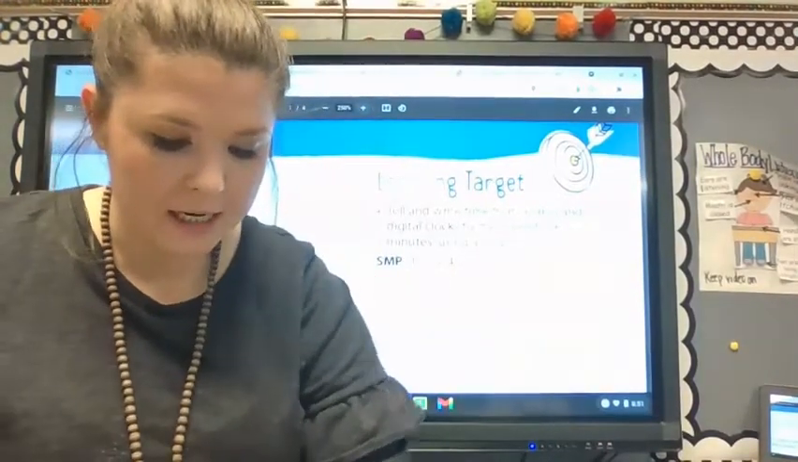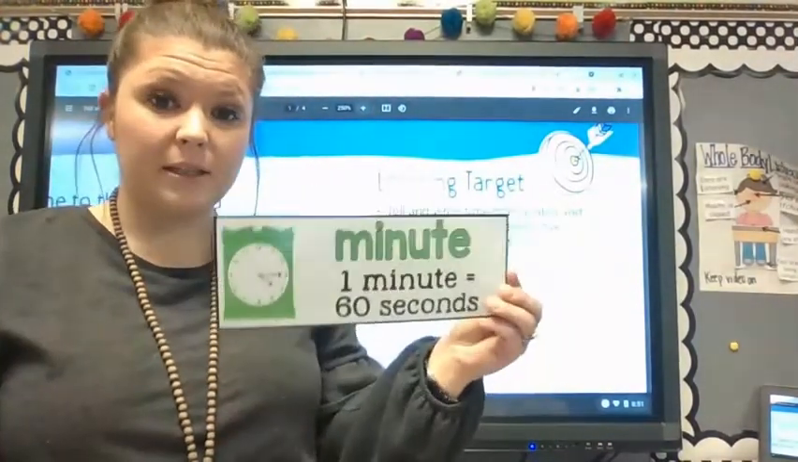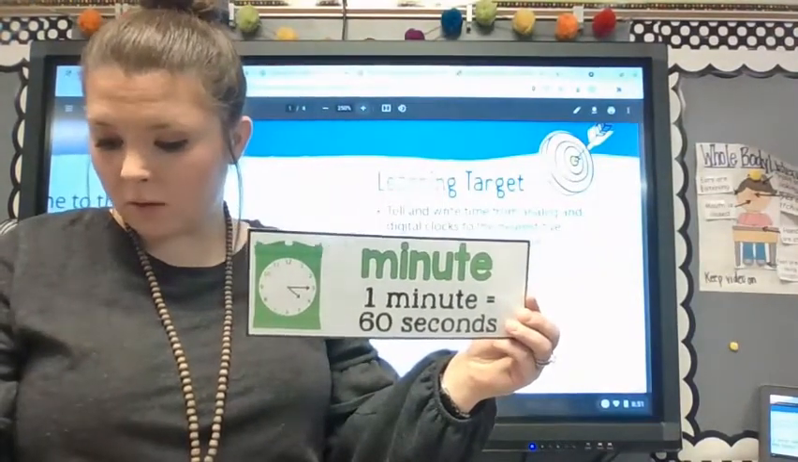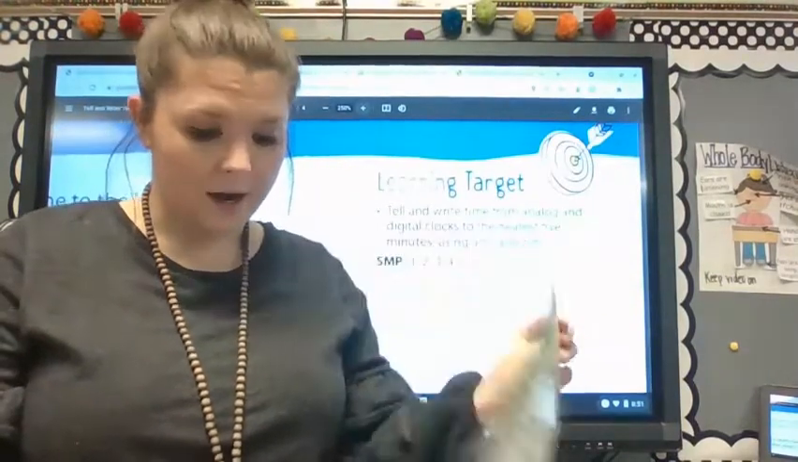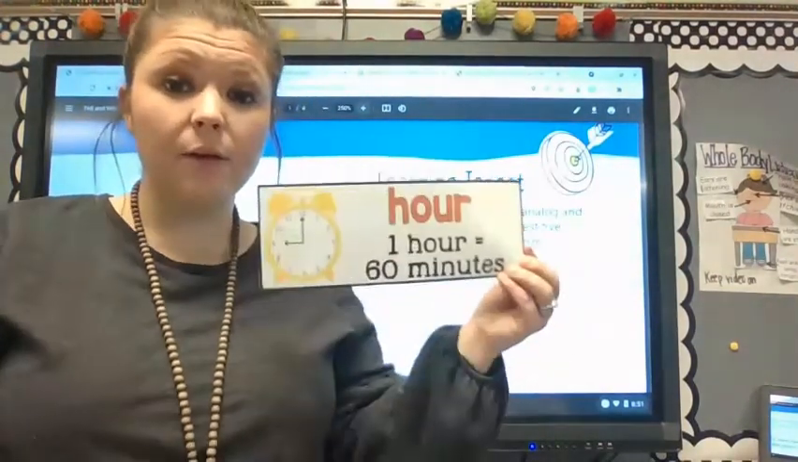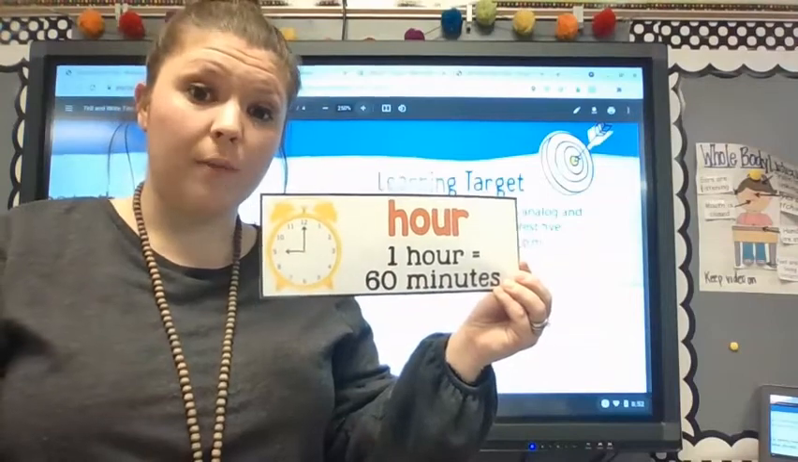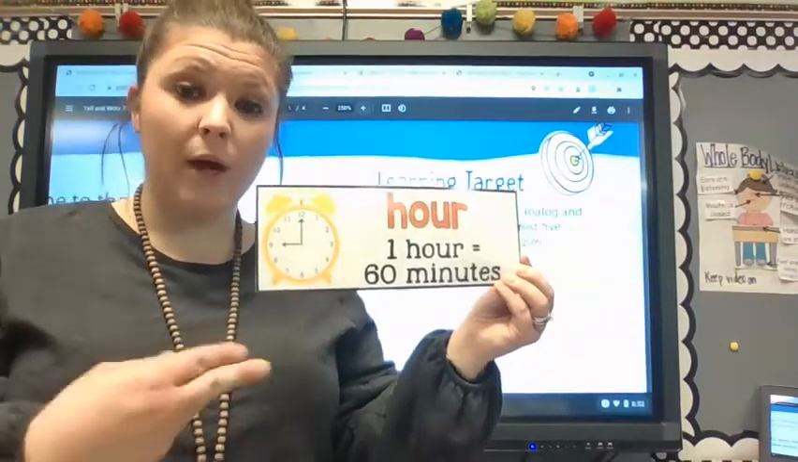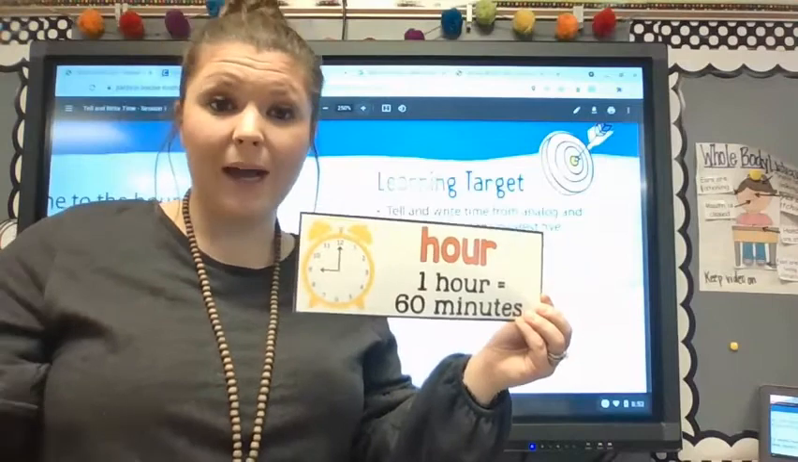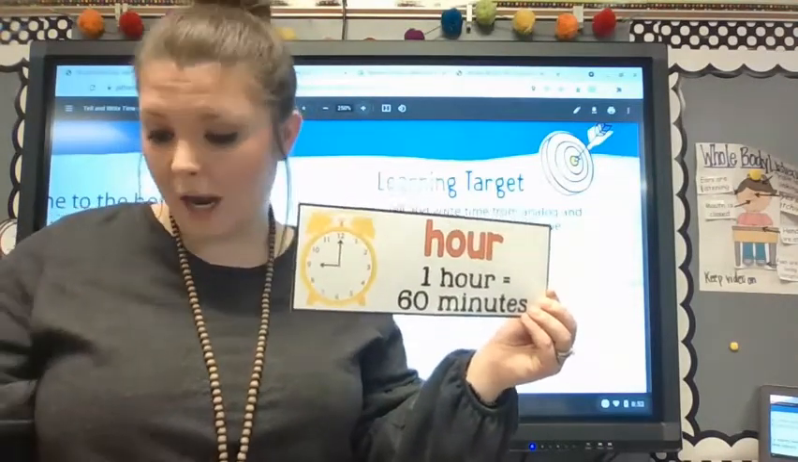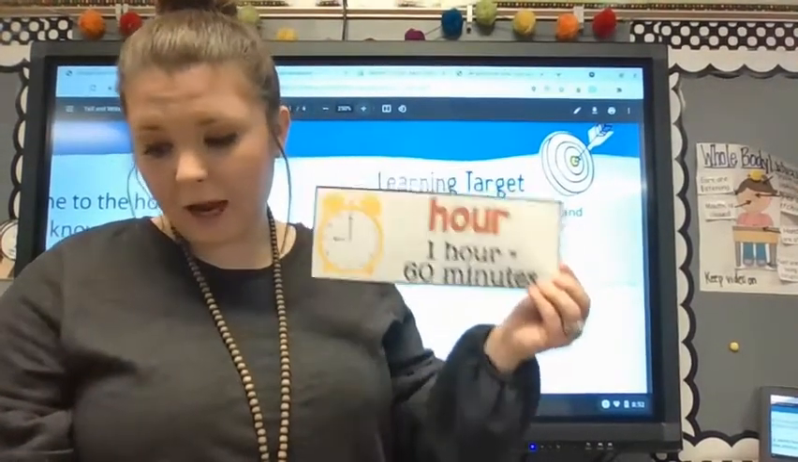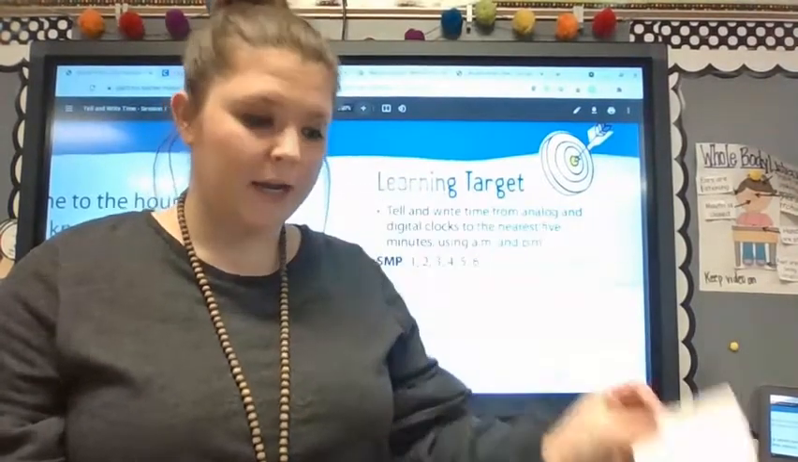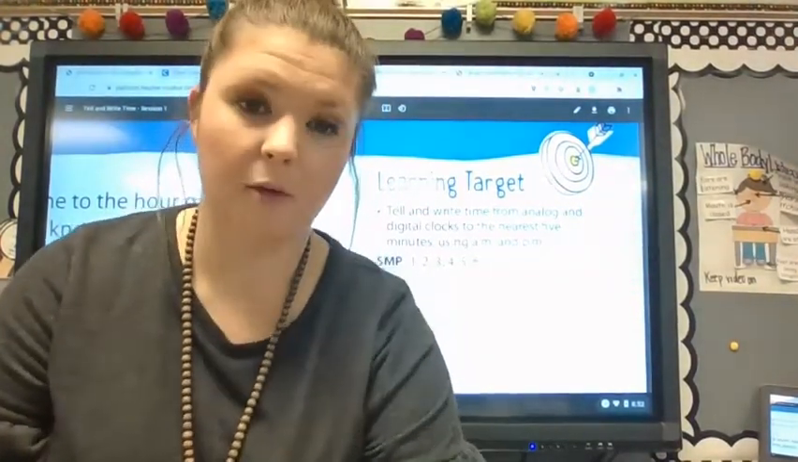Now, it says to the nearest 5 minutes. 1 minute equals 60 seconds, and a minute is a unit of time. We also need to be able to tell the hour. 1 hour equals 60 minutes. So as an hour passes, that is a new unit of time, okay? The hour hand is the shorter hand on the clock, okay?